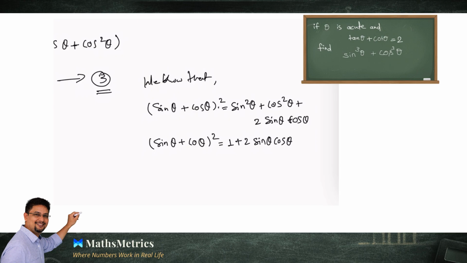We also know that from the equation 1, sin theta cos theta equal to 1 by 2. So the equation can be rewritten as sin theta plus cos theta whole square equal to 1 plus 2 into 1 by 2. So 2 gets cancelled, equal to 2. Sin theta plus cos theta equal to square root 2. So let us call this as equation 2.